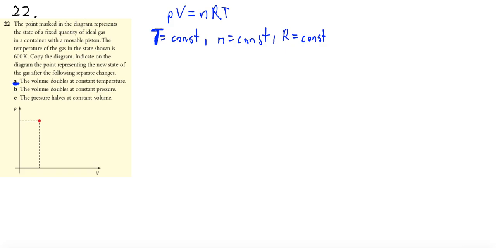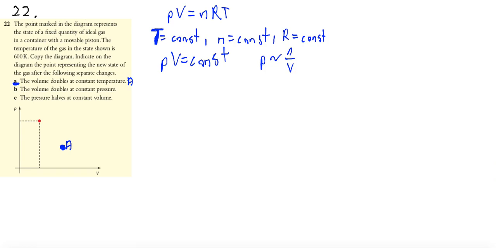Okay, so at constant temperature we have P times V is equal to a constant because the right hand side of this equation is constant. So what does it mean? It means that P is inversely proportional to V. So if volume is 2 times bigger, then pressure is 2 times smaller. So the new state will be somewhere here. So this is my A, capital letter A. Okay, volume 2 times bigger, pressure 2 times smaller.